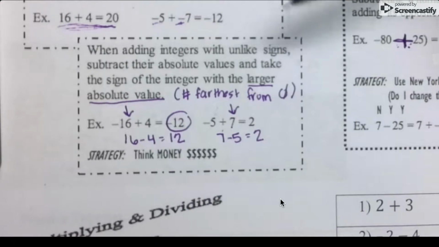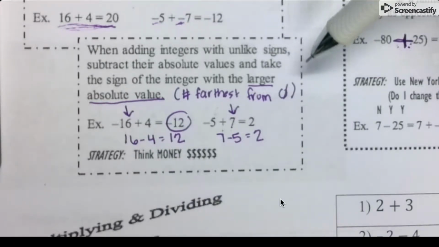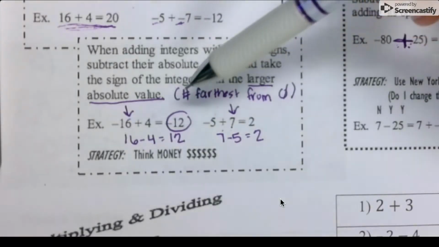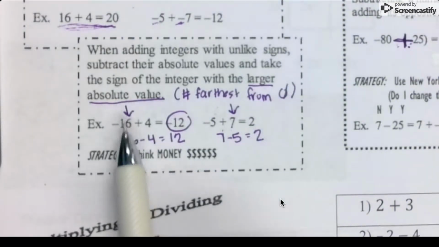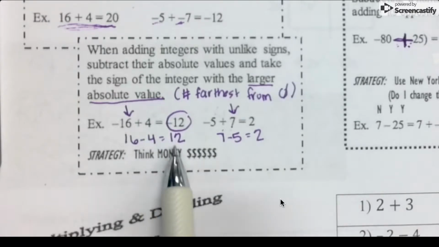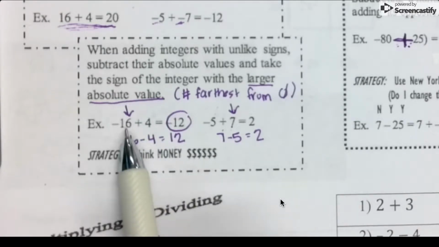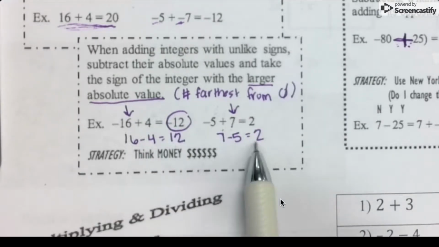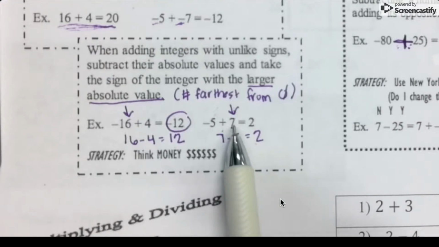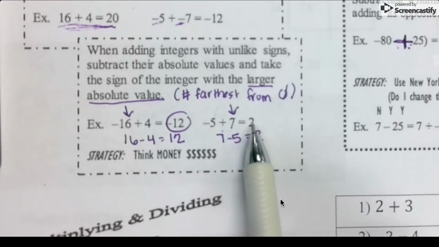When we're adding integers with unlike signs, we subtract their absolute values and take the sign of the integer with the largest absolute value. That's a whole lot of words to say. You're going to subtract them and take the sign from the number that's farthest from 0. So 16 minus 4 is 12. 16 is farther away from 0. That's why the answer is negative. 7 minus 5 equals 2. 7 is farther from 0. That's why your answer is positive.